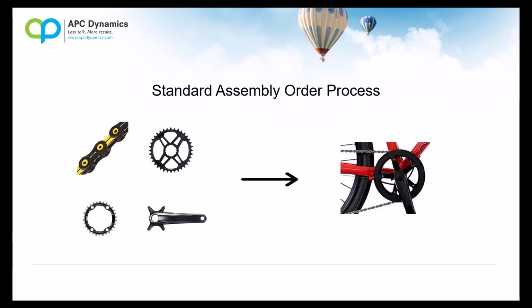All right, so the standard assembly order process is pretty straightforward. You're going to have a bunch of individual components that you could either sell as individual items or you could combine them and sell them as a kit. So in this case, I have a bicycle crank set. In this set, I have a chain, I have some gears, and I have the crank itself. When I ship it out, I'm going to assemble it as a kit and deliver that to the customer.